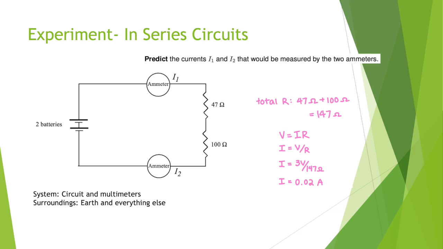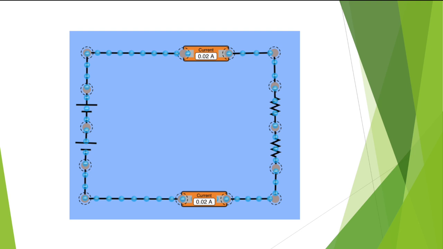For the first part of the experiment, we will be looking at in-series circuits. The system is the circuit and the multimeters, and the surroundings are Earth and everything else. The first step was to predict the currents I1 and I2 that would be measured by the two ammeters, and I used Ohm's law to the right and found that the current was 0.02 amps. Since the circuit is in series, the current is the same everywhere. Now I have created that exact circuit in the simulation lab, and you can see that the ammeter measures that the current is 0.02 amps like we predicted.